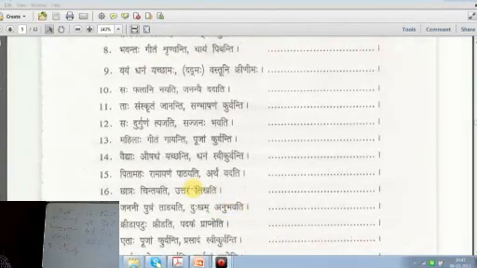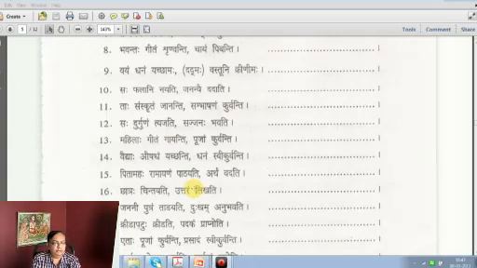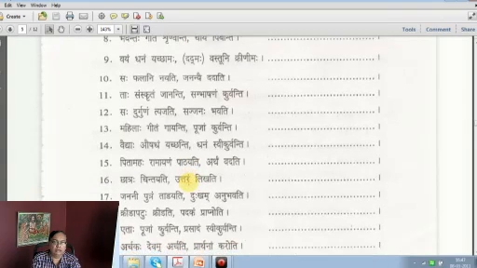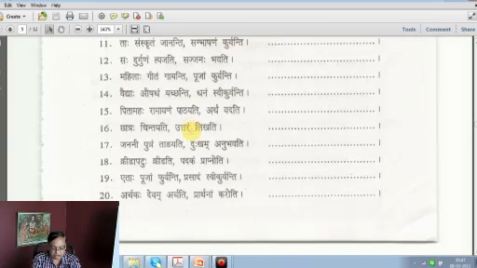15. Pitamaha Ramayanam Pathayati Artham Vadati. Grandfather teaches Ramayana and tells the meaning. Pitamaha Ramayanam Pathayitva Artham Vadati. So Pathayati becomes Pathayitva. 16. Chhatraha Chintayati Uttaram Likhati. The student first thinks and then writes a letter. Chhatraha Chintayitva Uttaram Likhati. Chintayati becomes Chintayitva.